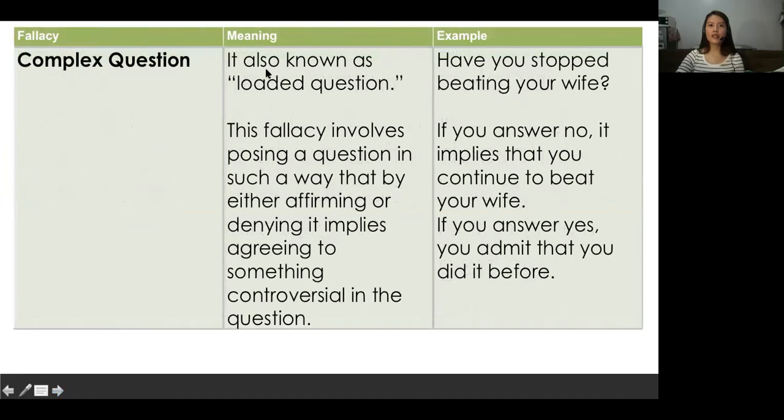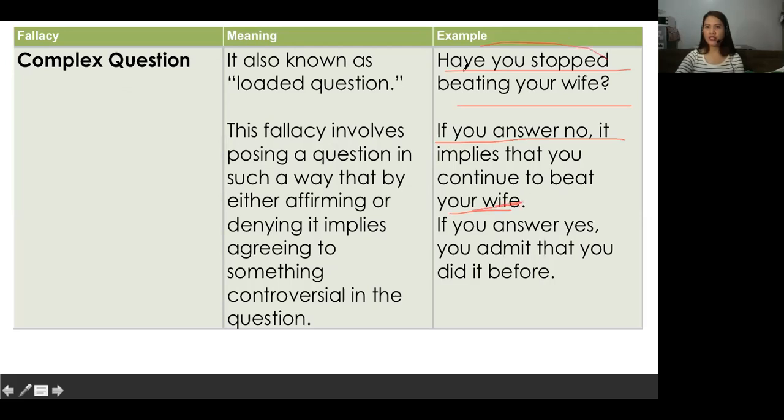Next, complex question. It is also known as loaded question. This fallacy involves posing a question in such a way that by either affirming or denying, it implies agreeing to something controversial in the question. Have you stopped beating your wife? If you answer no, it implies that you continue to beat your wife. If you answer yes, you admit that you did it before. See? Complex question. Kasi if you answer no, it implies you continue to beat your wife.